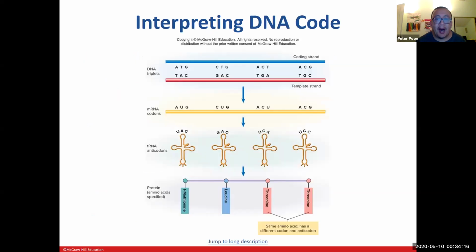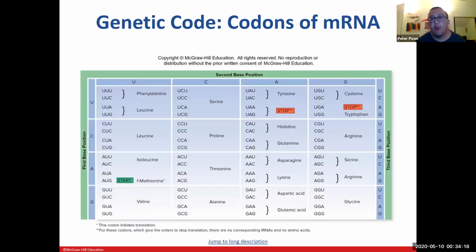You stop when you run into one of these 3 stop signs: UAA, UAG, UGA. At that point, you stop. No matter where you are in the message, if you run into a stop codon, you stop.